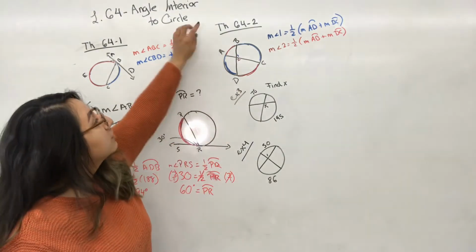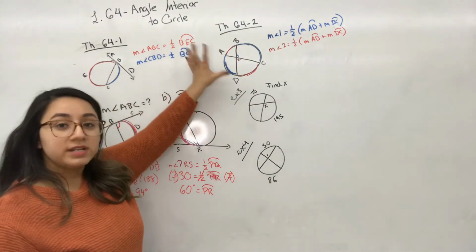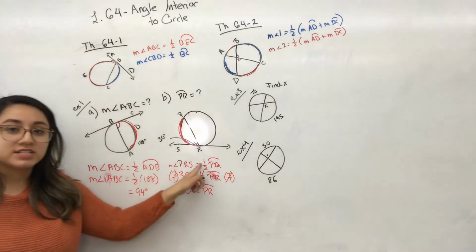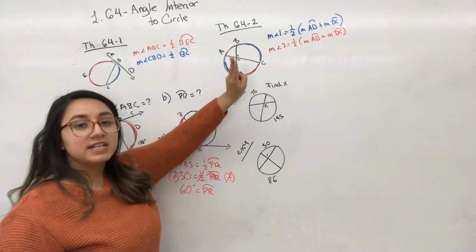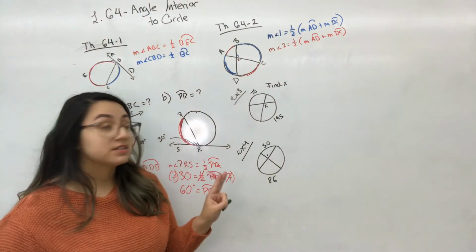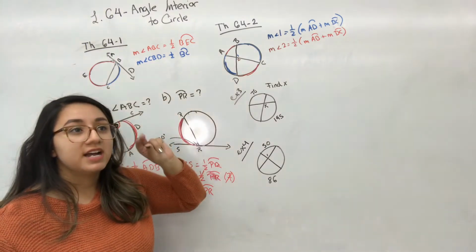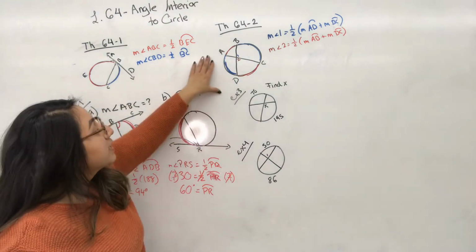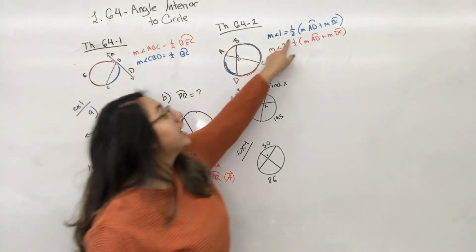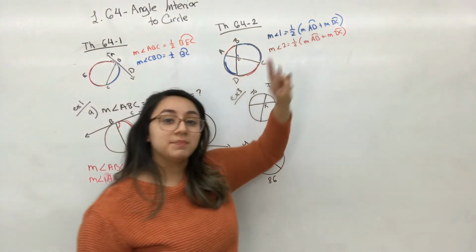Next theorem, we have theorem 6-4-2. According to this, this is not dealing with any tangent lines. Tangent lines, again, are the lines from the outside. It's just dealing with two lines on the inside. They are not radii. They are diagonals, I'm sorry, but they're not diameters. So here, according to this, to find the measurement here, it's equal to 1/2 the sum of the opposite arcs.